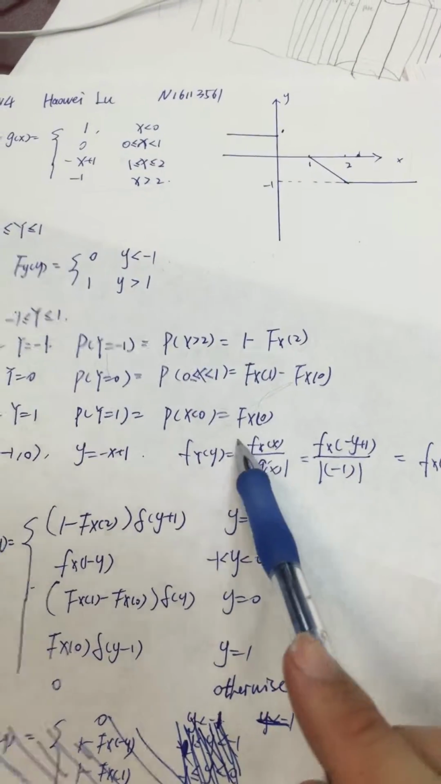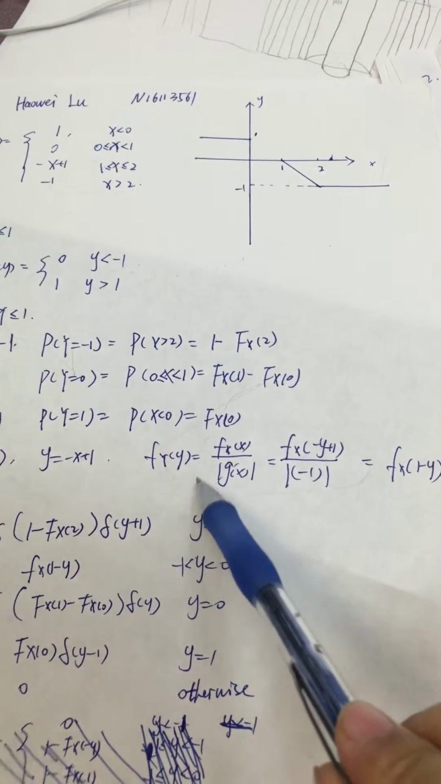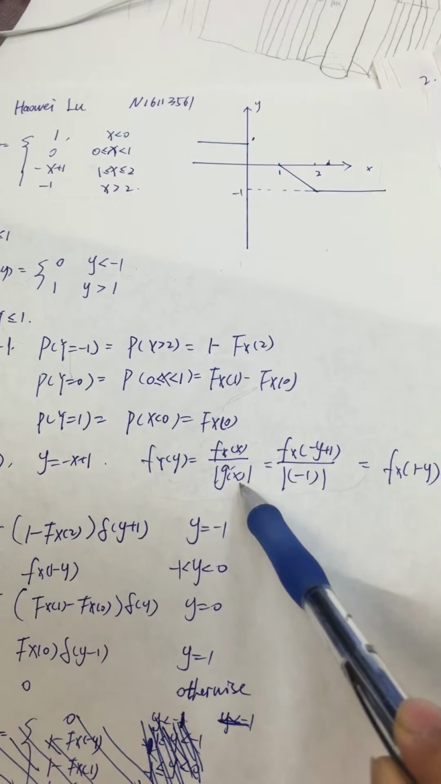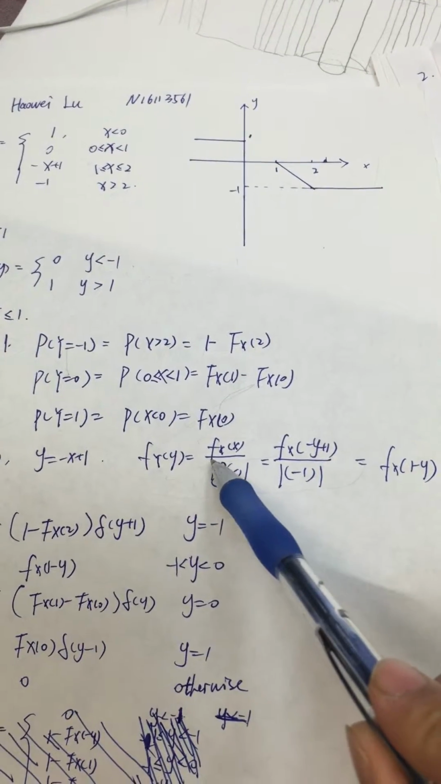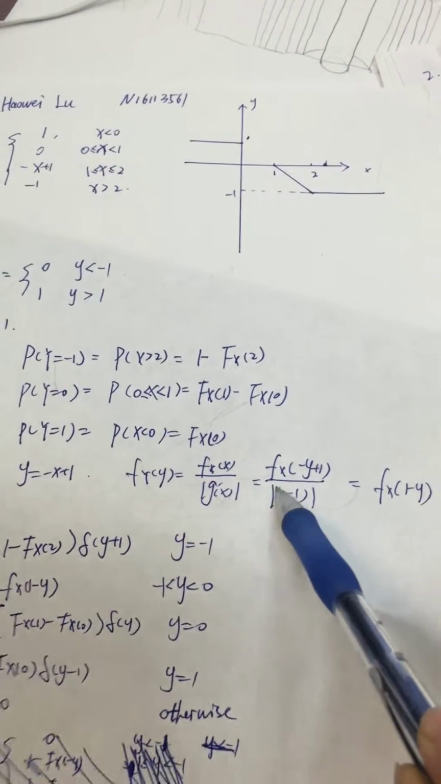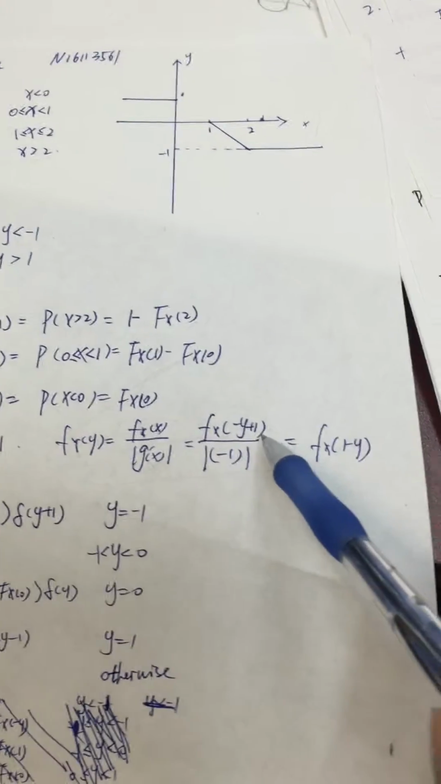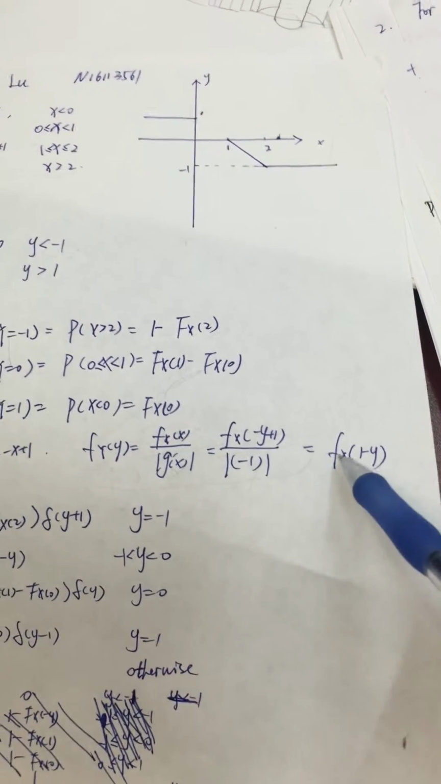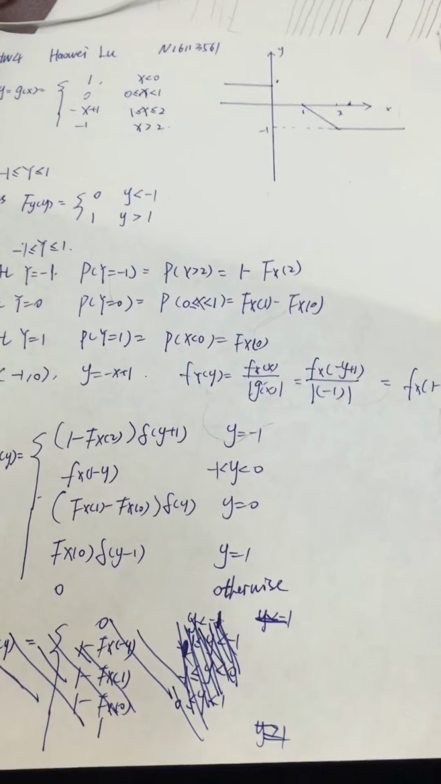So we can use the equation that the density function of y equals the density function of x over the absolute value of the derivative of g. So in this area, x is equal to -y plus 1. So we have the density function of x at -y plus 1, over 1. So this is the value.